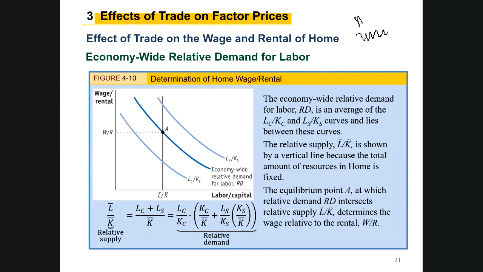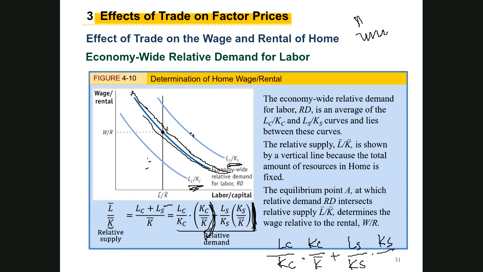Okay, good. So you have two relative demands in two different sectors, and the relative demand of a country is the weighted average of those two. That's basically the idea. I think there is a problem with the mathematical equation. This one should be here: LC over KC dot KC over K bar, plus LS over KS dot KS over K bar.